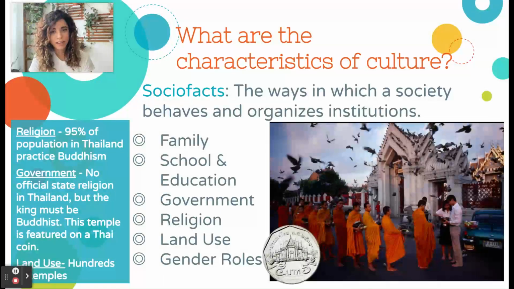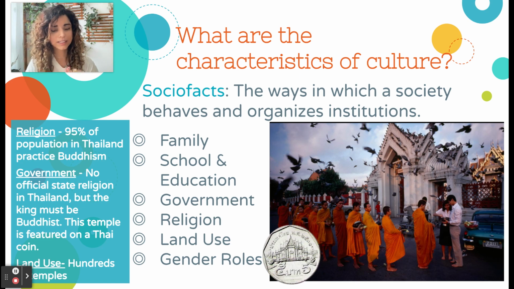Next, sociofacts. These are the ways in which society behaves and organizes institutions. So think about families and the institution of family, family dynamics, schools and education, the way that a society will structure those. Government and what type of government they have, religion or religions, and what is predominant within that culture, land use, the things that people value will be apparent within their land use, and also gender roles, which kind of ties back into family.